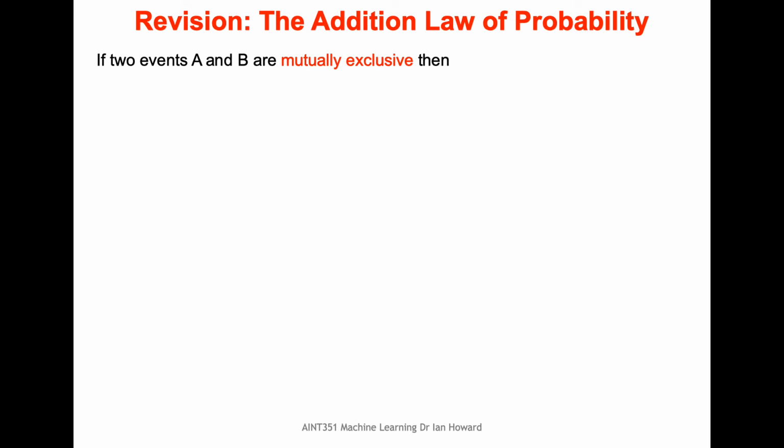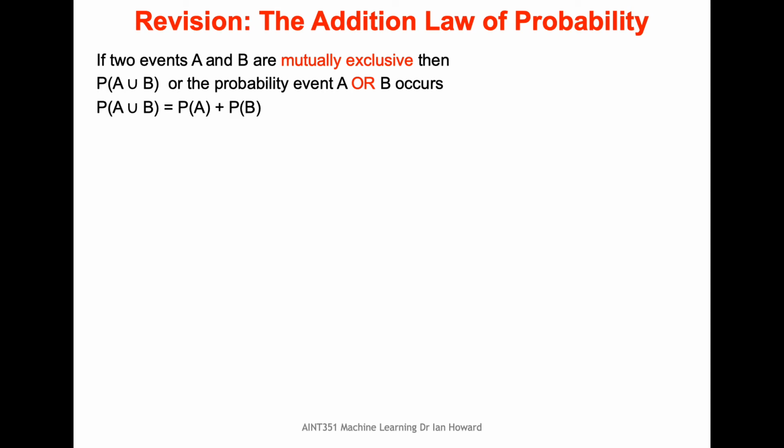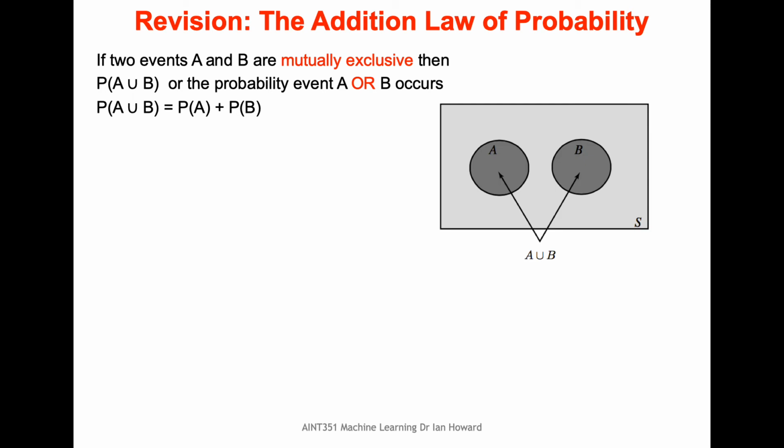So if you've got two mutually exclusive events, so either A can happen or B can happen, but they can never happen at the same time, the probability of A or B happening is just the probability of A happening plus the probability of B happening. Right? So it's just the sum of the probabilities. And we'd represent that on a Venn diagram in terms of events which don't overlap. They're not overlapping, there's no intersection between these events.